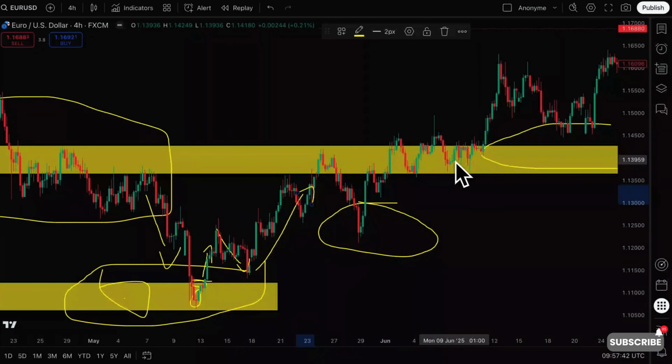So, trend following, we could spend hours going through examples. And as you can see, the mechanics are pretty simple to understand.